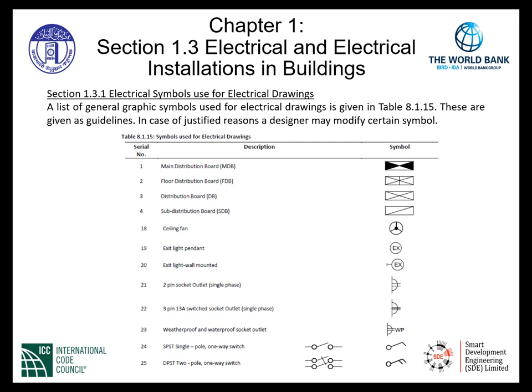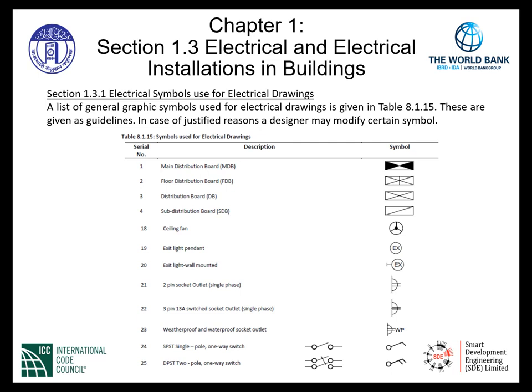Section 1.3.1, electrical symbols used for electrical drawings. A list of general graphic symbols used for electrical drawings is given in Table 8.1.15. These are given as guidelines. In case of justified reasons, a designer may modify certain symbols. The table is titled Symbols Used for Electrical Drawings.